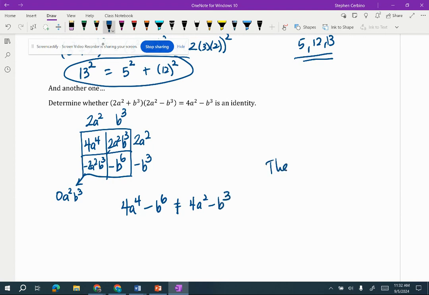So we can say the equation is not an identity.